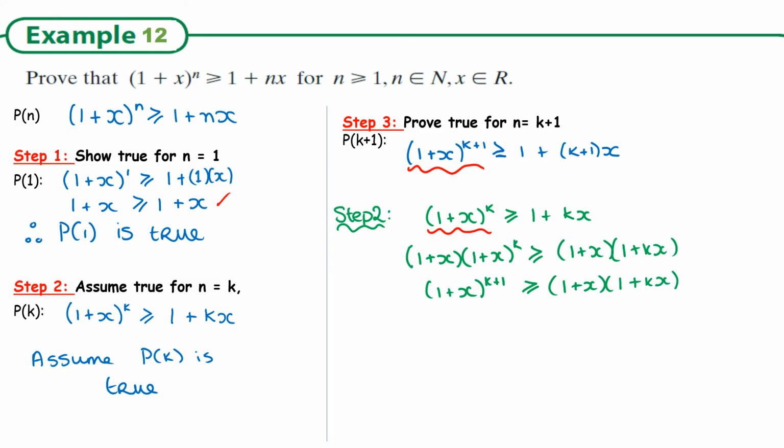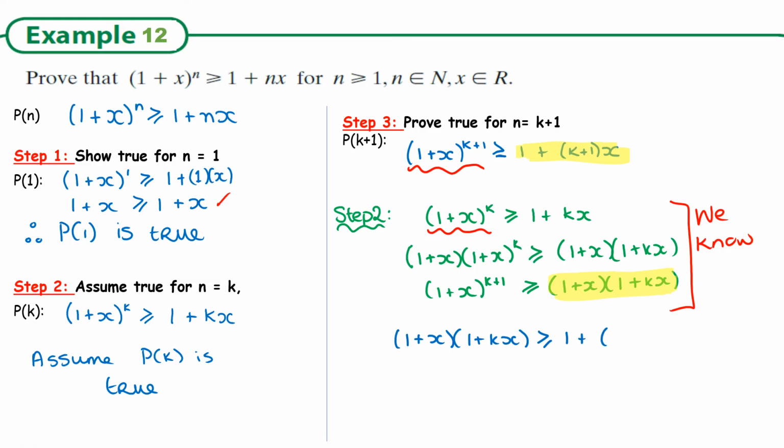Now what we're going to look at is this piece and this piece. Remember, this is what we know. We know that this is true. By that logic, if I can prove that (1 plus x) times (1 plus kx) is greater than or equal to 1 plus (k plus 1) times x, then we've proved this statement here. So let's do that.